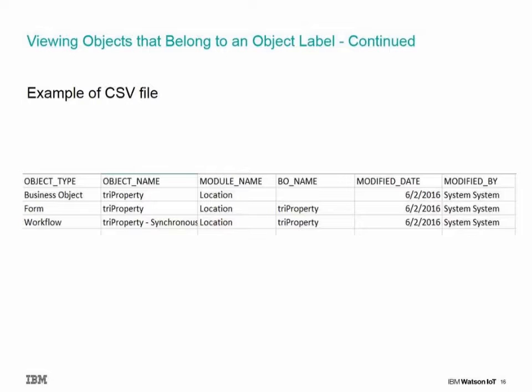And here's an example of the CSV file. Notice it contains the same columns as on the Object Label Manager with the Labeled Objects tab selected. The columns are object type, object name, module name, DO name, modified date, and modified by.